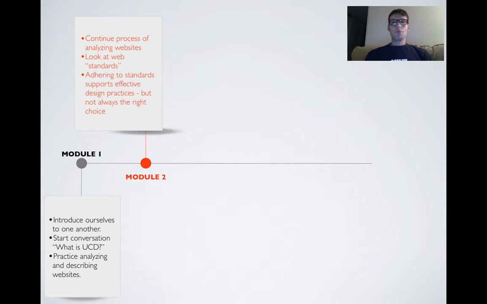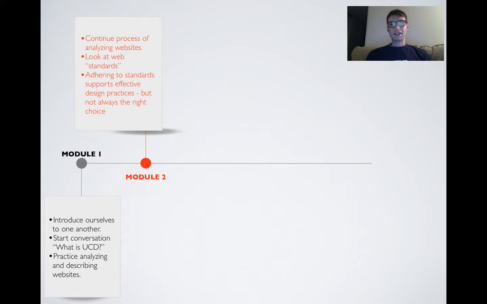Now, we're going to continue the process of analyzing websites, but we're going to do so through the lens of standards. We're going to read a lot about them and start to think about, while standards do promote effective design practices, it might not always be the best choice or the right choice to adhere to a set of strict standards.